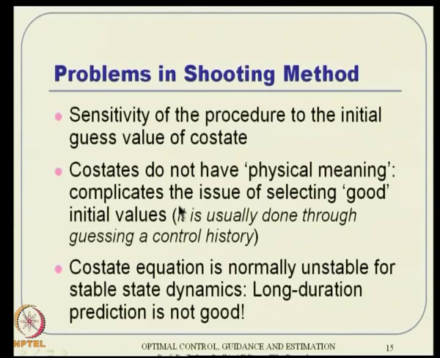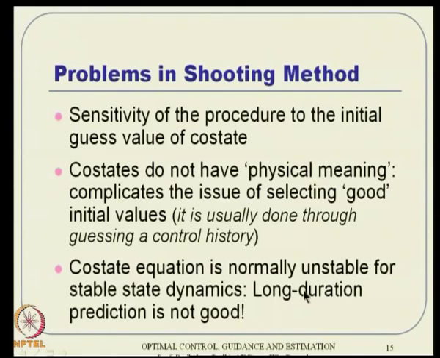Okay. Second thing is, as I discussed, co-states do not have physical meaning in general, and this complicates the issue of selecting good initial values actually. And I have explained how you do a guess value, and it is usually done through guessing a control history rather. And invariably, with all these classical methods and many of the numerical techniques, you require that you guess a sensible control history to begin with. Then you update on that like that actually.